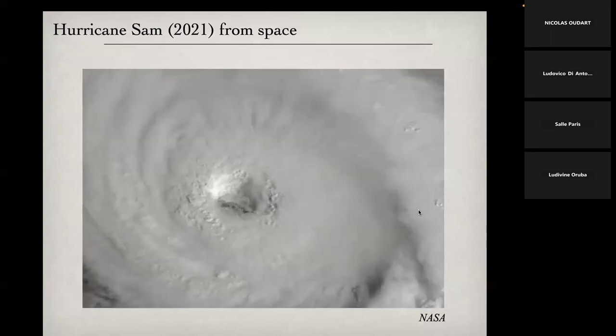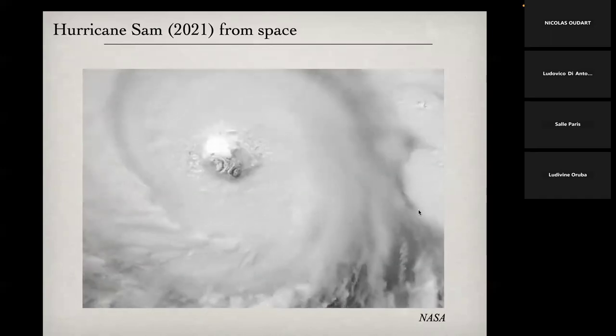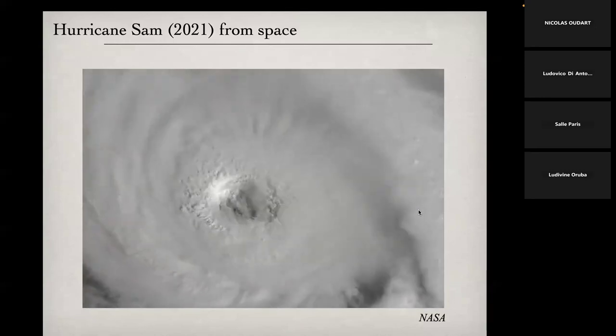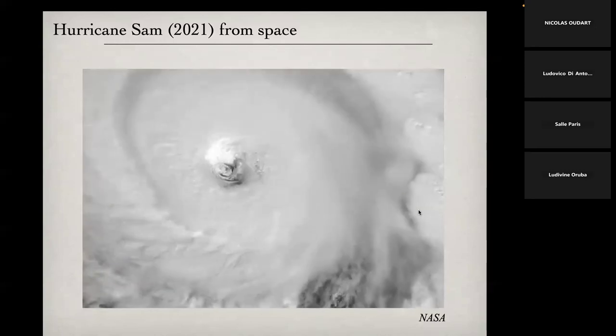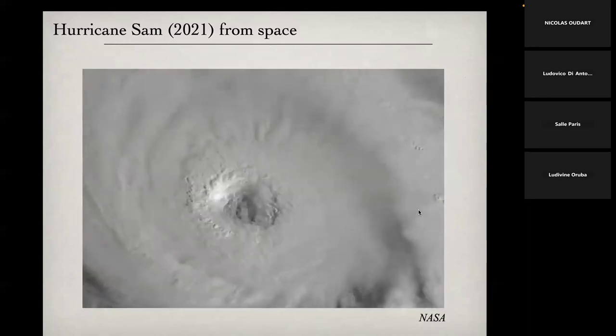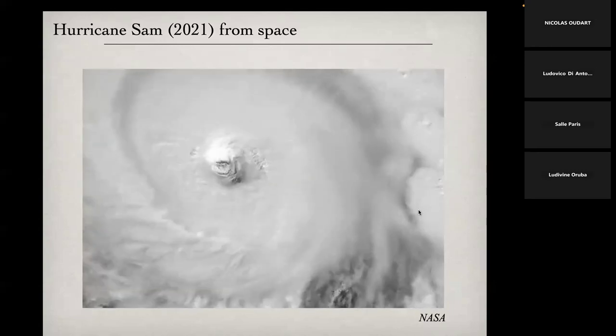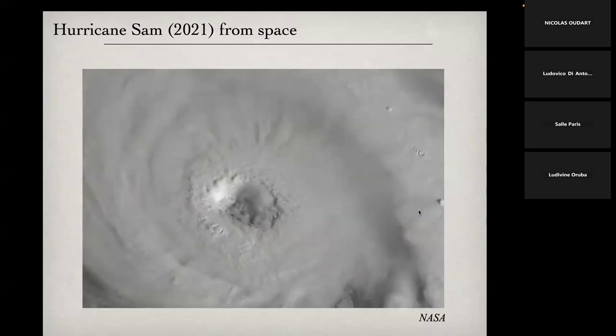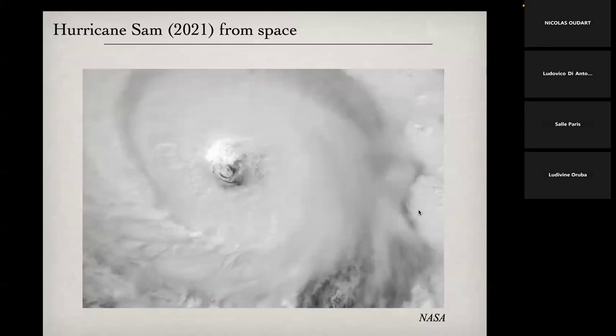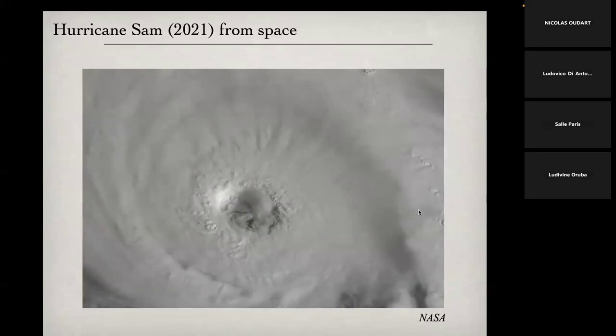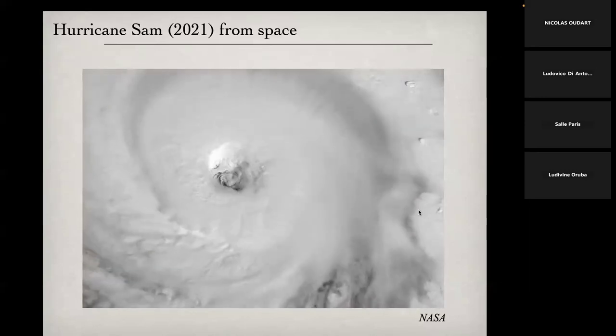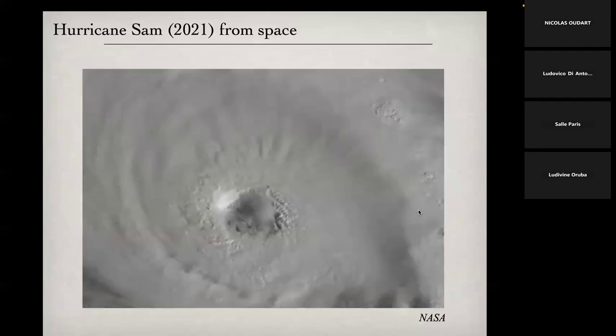The most emblematic feature in tropical cyclones, so it can be seen from space. So here you can see the eye of Hurricane Sam, which has been seen from the International Space Station. And in that case, the diameter of the eye is about 60 kilometers.